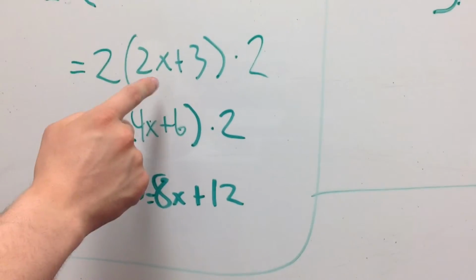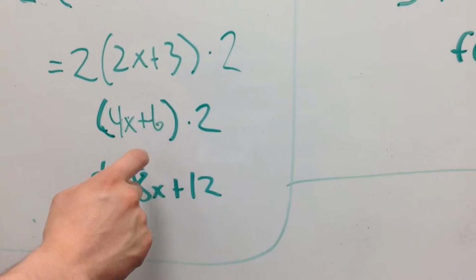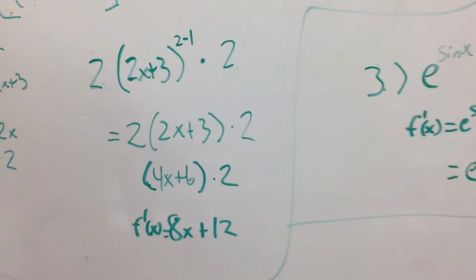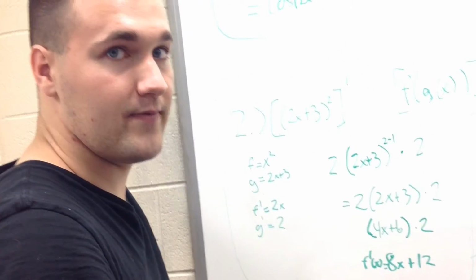Then you go ahead and distribute the 2, which will give you 4x plus 6, and then you distribute the 2 in there. Your f prime of x, after using the chain rule, will equal 8x plus 12.